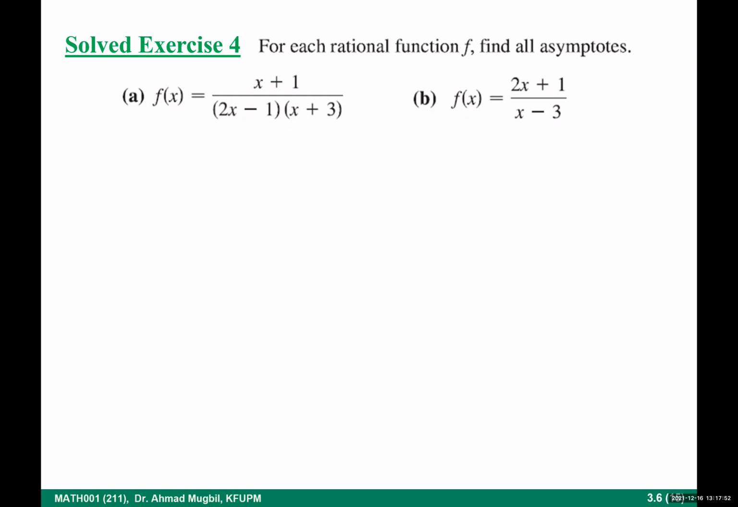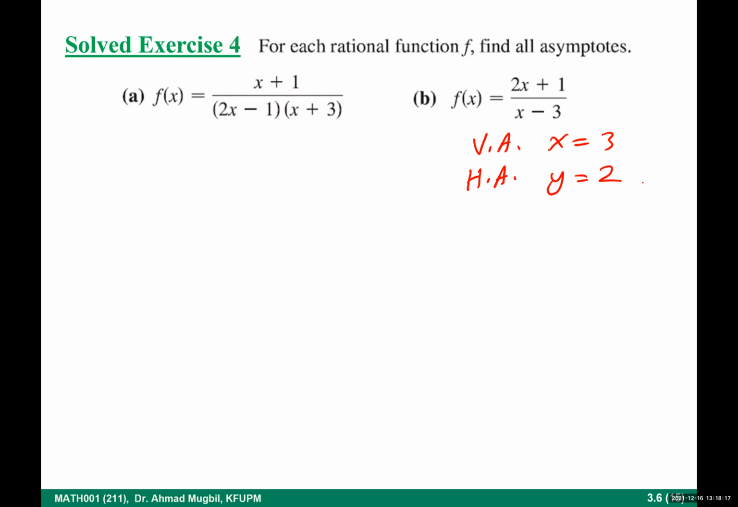For the next one, 2x plus 1 over x minus 3. So the vertical asymptote is x equals 3. The horizontal asymptote is what? Y equals 2 over 1, which is 2.